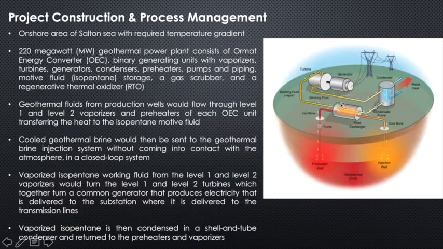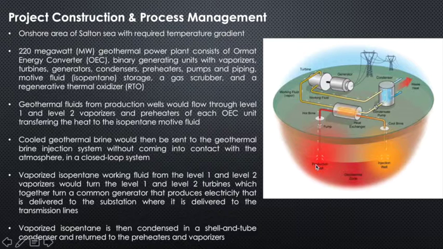Geothermal fluids from production wells would flow through level 1 and level 2 vaporizers and preheaters of each OEC unit, transferring the heat to isopentane motive fluid through OEC shell and tube heat exchangers. The cooled geothermal brine, which is shown over here, would then be sent to the geothermal brine injection system without coming in contact with the atmosphere in a closed loop system. So this completes the closed loop system for us.